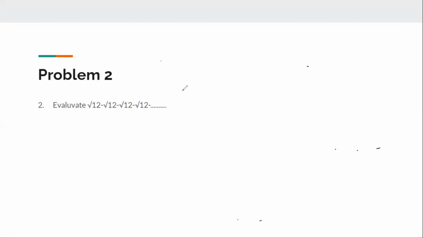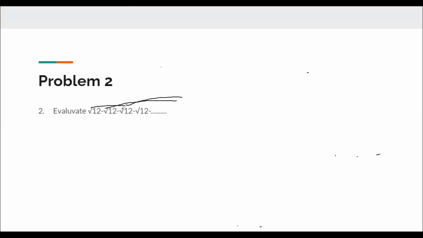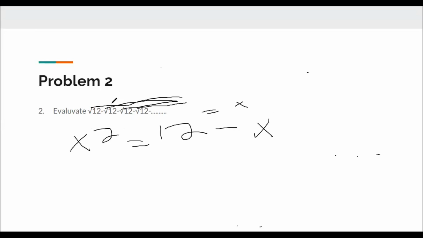This type of problem also shows up on MATHCOUNTS a lot. It's similar to what we talked about before. It just has minuses. So let this equal x. Square the whole expression. You're going to get x squared is equal to 12 minus x, because again, this goes on forever. Squaring it once won't really make a difference. So that's why x squared is equal to 12 minus x. And you can solve for the positive root, or you could just look at it and figure out x is equal to 3. Pretty easy.